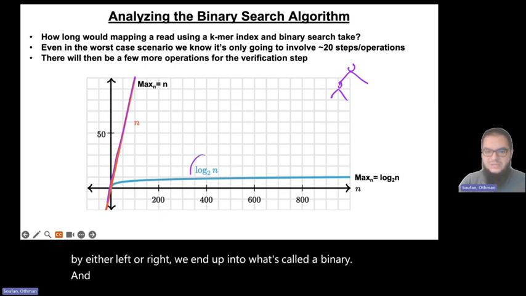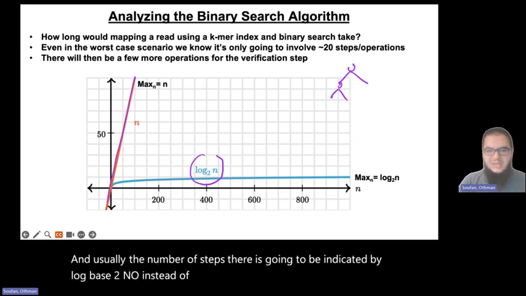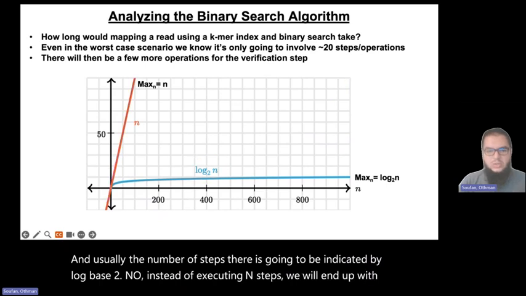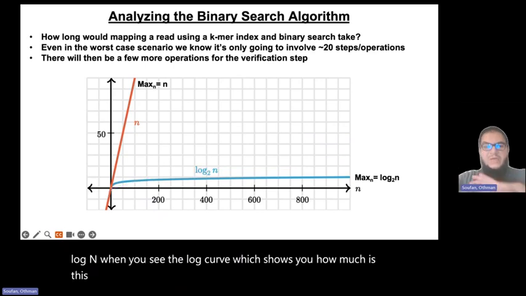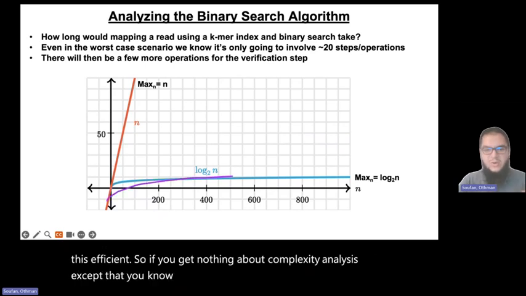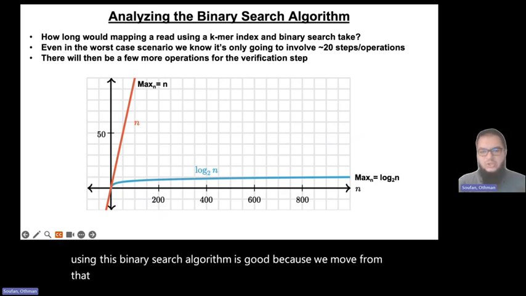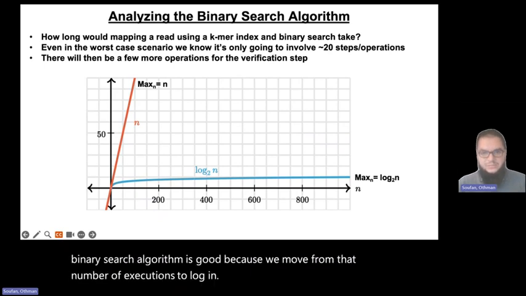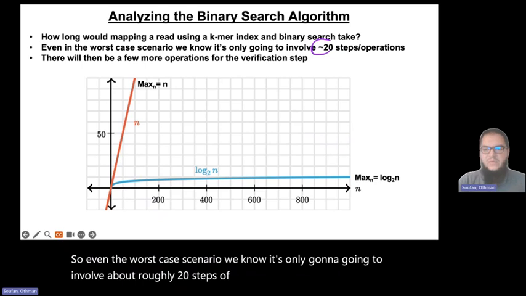And usually the number of steps there is going to be indicated by log base 2 of n. So instead of executing n steps, we'll end up with log n. When you see the log curve, it shows you how efficient this is. If you get nothing else about complexity analysis, know that we can do a wonderful job by using this binary search algorithm, because we move from n executions to log n executions. Even in the worst case scenario, it's only going to involve roughly 20 steps of operations for searching for a k-mer.